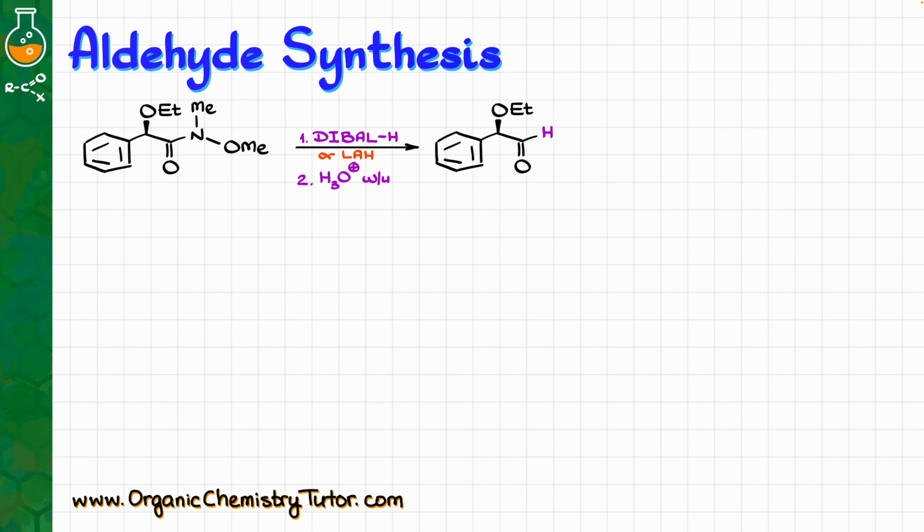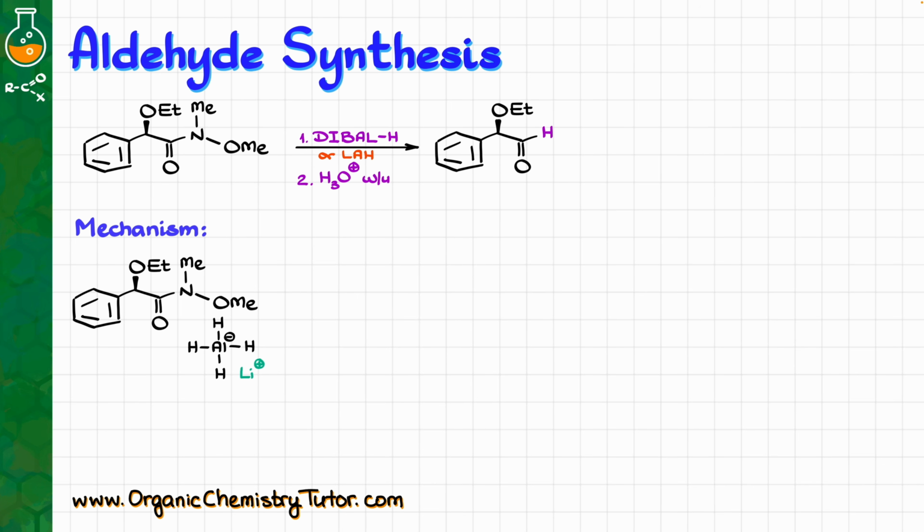So if I have a Weinreb amide and I'm going to react it with DIBAL-H, or in many cases even with just a simple lithium aluminum hydride followed by the regular acidic workup, which we normally see in reactions like that, we are going to end up with an aldehyde. And the idea here is going to be the same. So to show the mechanism, I'm going to redraw my Weinreb amide, and I'm going to use just simple lithium aluminum hydride for the simplicity's sake in this case.